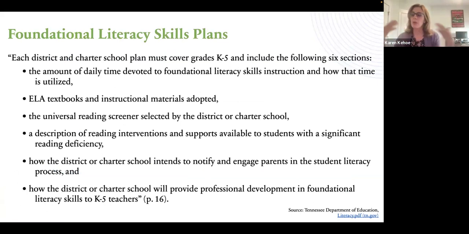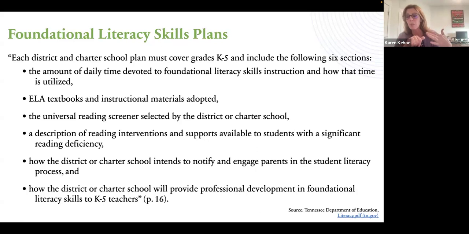Again, it's Tennessee specific, but if you are interested in how our state did it, these are the 6 pieces, 1, 2, 3, 4, 5, 6, that needed to be included in these foundational literacy skills plans. They needed to be submitted initially and then revised. Schools have to specify not only the amount of time they're dedicating to foundational literacy skills instruction, but the materials that they're adopting and the screeners they're using.